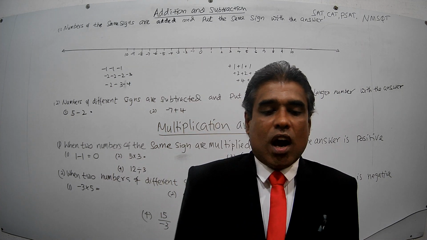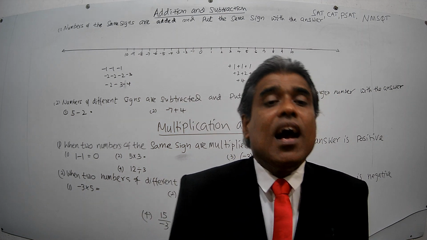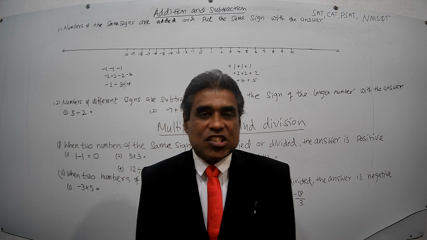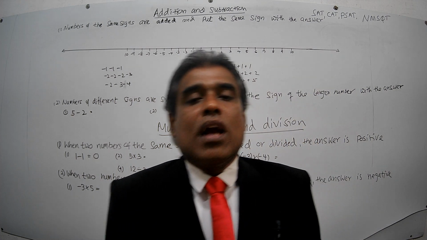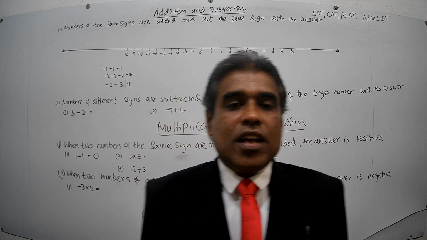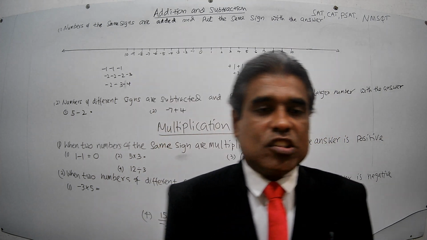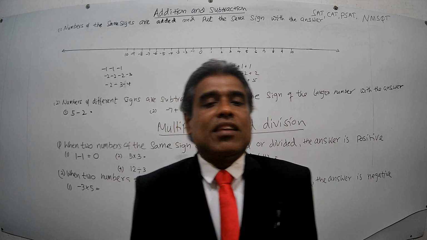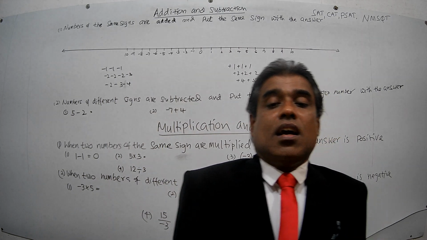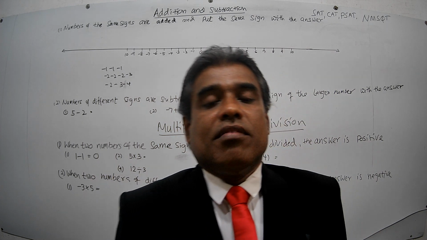Now, when you come to the 2 rules of addition and subtraction of directed numbers, one rule is for directed numbers having the same sign. The other rule is for directed numbers having different signs. When the numbers have the same sign, they are added and the same sign is put with the answer. And when the numbers have different signs, they are subtracted, and the sign of the larger number is put with the answer. These are the 2 rules of addition and subtraction.